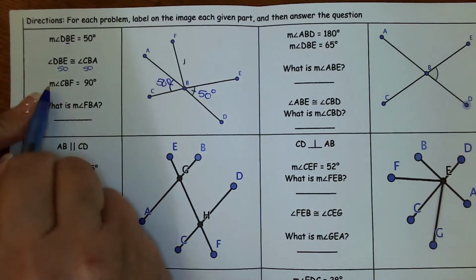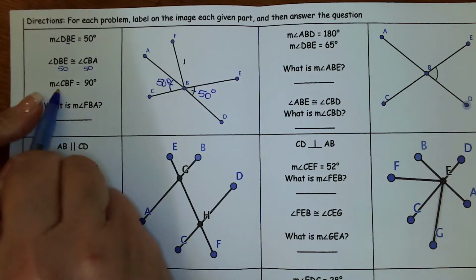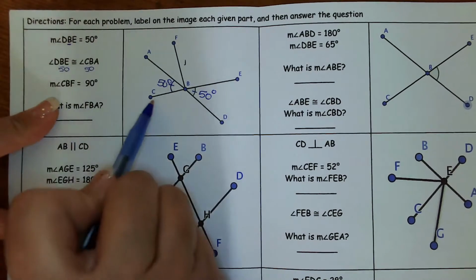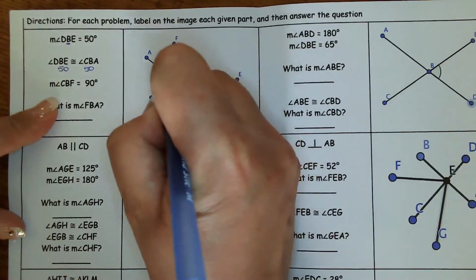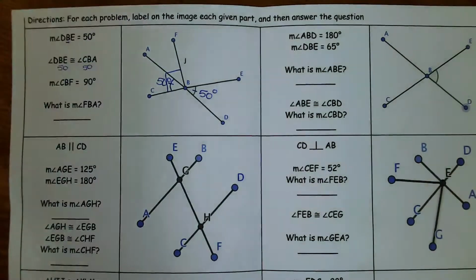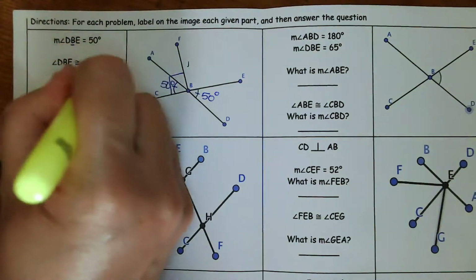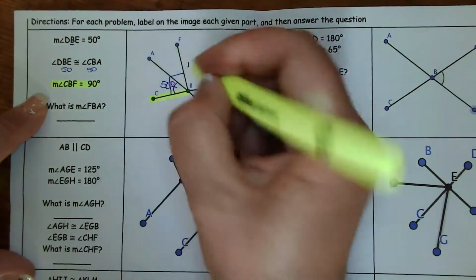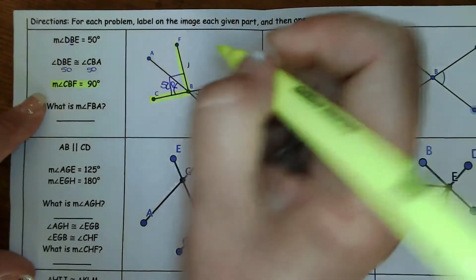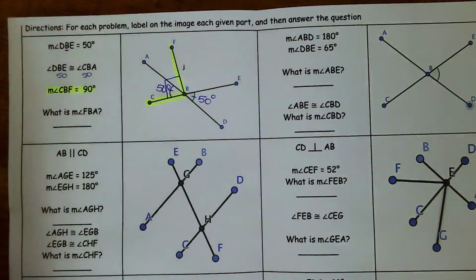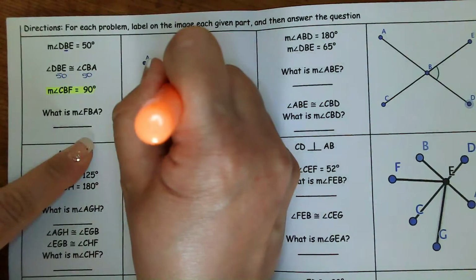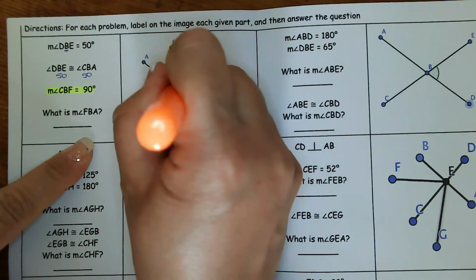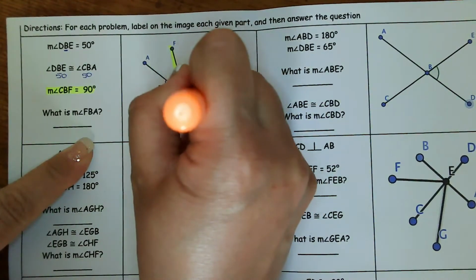Another piece of information, I have that the measure of angle CBF is 90. So I go from CBF, and that is 90. CBF, and that's 90 degrees. So now what we have to notice is that the angle right here is 50 and it's inside that 90 degrees.